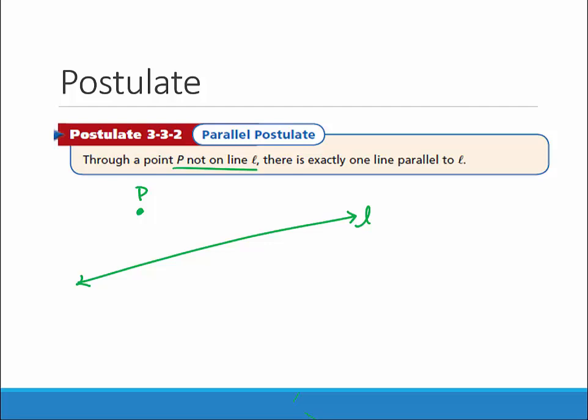So think about what that means. Some line through P has to be parallel to L. And there's only one way that we can make that happen. So these are parallel here, but there's only one line that can happen. And I know that seems kind of silly to say, but remember in geometry we have to prove everything.